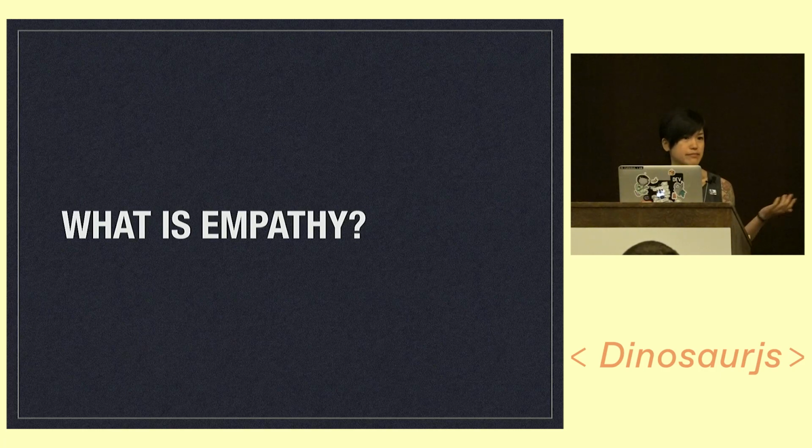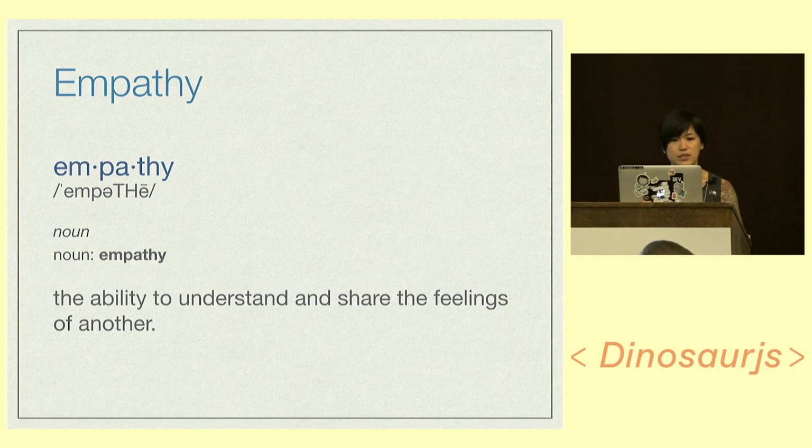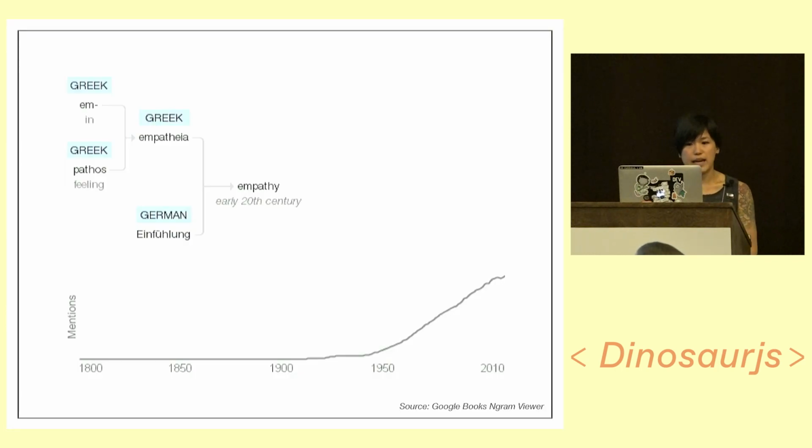All right, so moving on, what is empathy? Google tells me that empathy is the ability to understand and share the feelings of another. And we can see that empathy comes from the Greek words en, which means in, and pathos, which is feeling. So it means to be in feeling. And we can see in this graph below that the usage of the word empathy has gone up over the years. And I pulled this from Google Books, the Ngram viewer. So empathy is trendy, design systems are trendy, let's put them together.